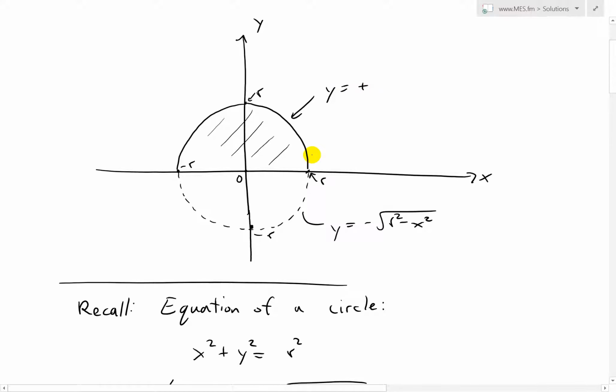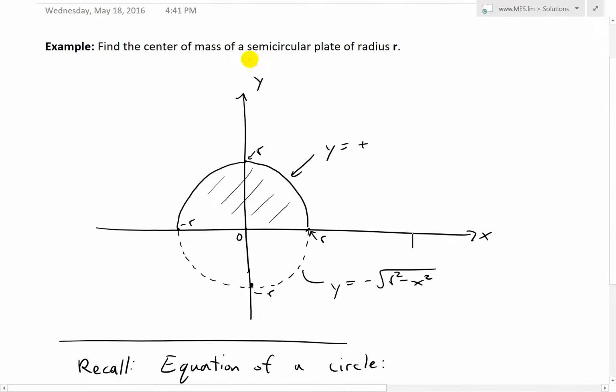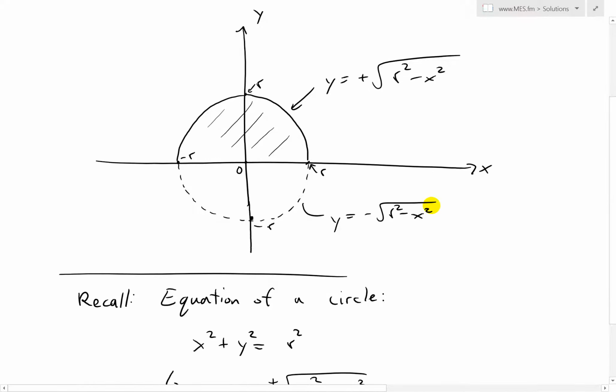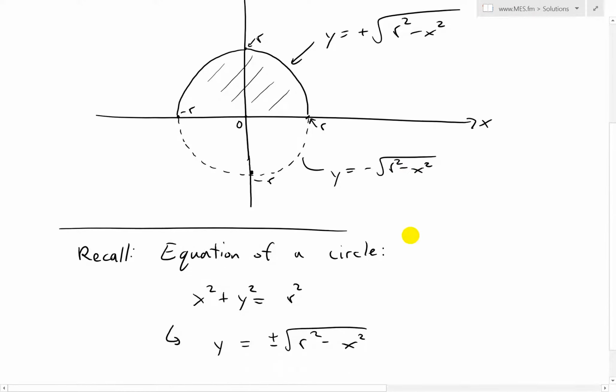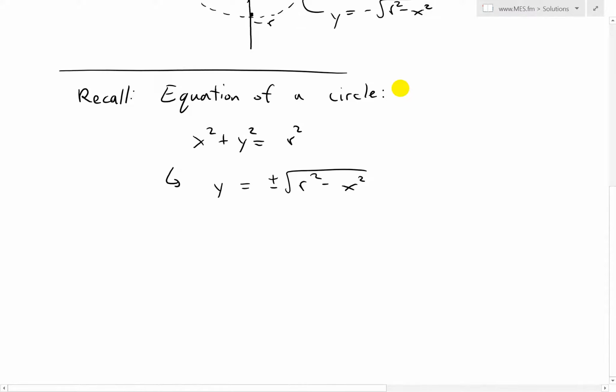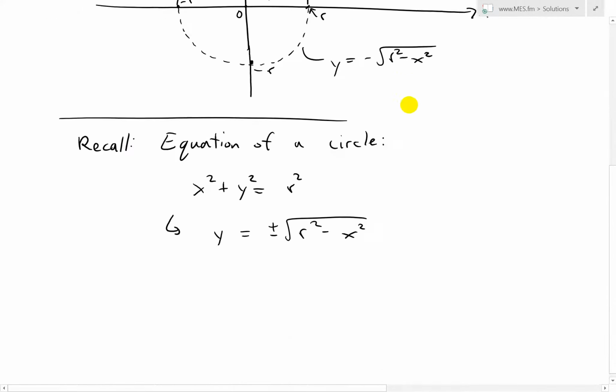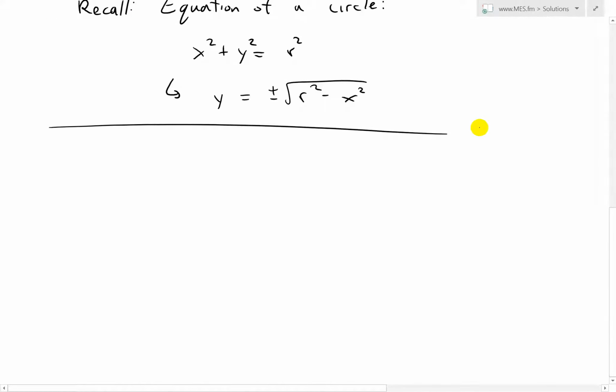That's why we place the semicircle on the xy axis with the origin right here, so that we can have this equation, which is simpler than moving it anywhere else. It is the plus side, the square root of r squared minus x squared. Now we can just apply the formulas that I derived in my last video.